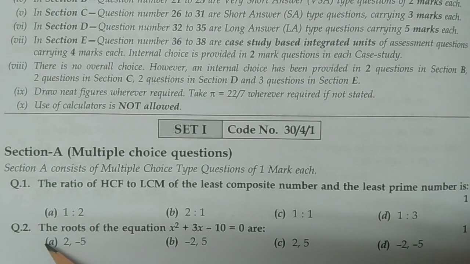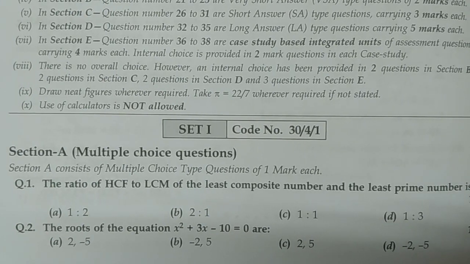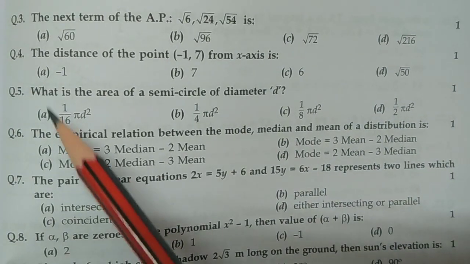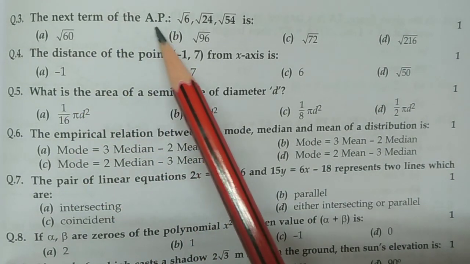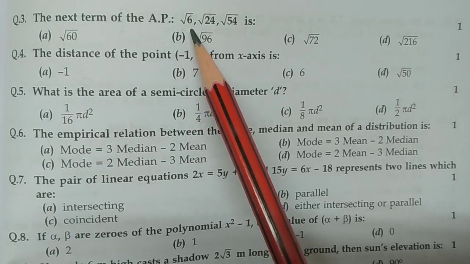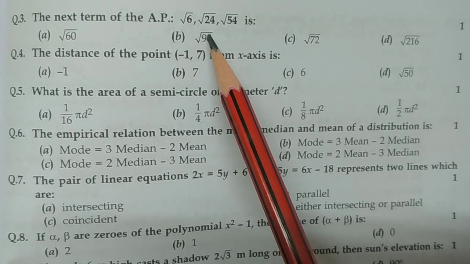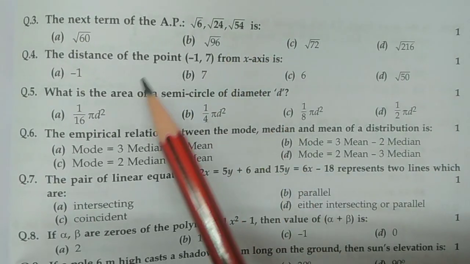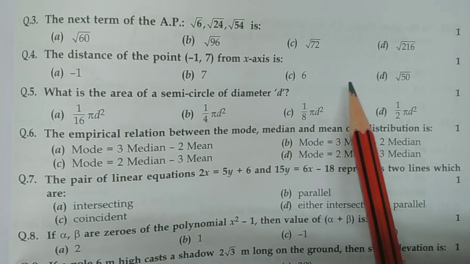Now come to question number 2. The roots of the equation x square plus 3x minus 10 equal to 0 are. You have these 4 options, and you can easily find the answer from here. So I'm coming to question number 3 here. The next term of the AP, it's given here, under root 6, under root 24, under root 54 is. So what is the correct option? You can find out from here.